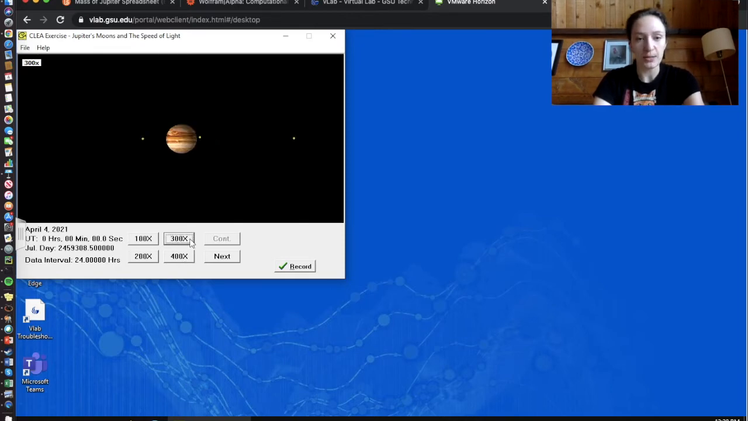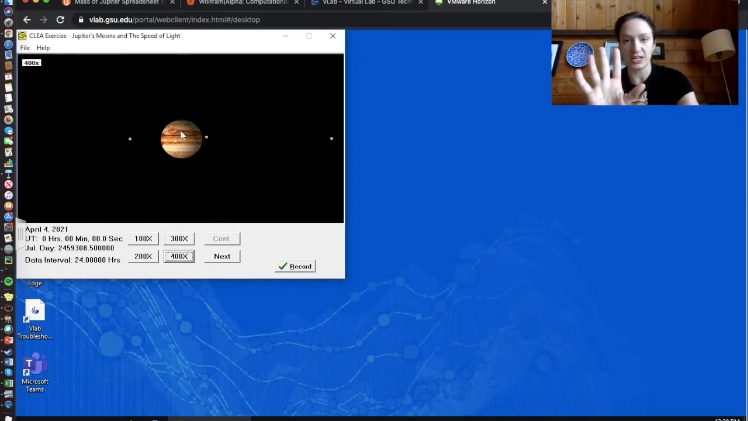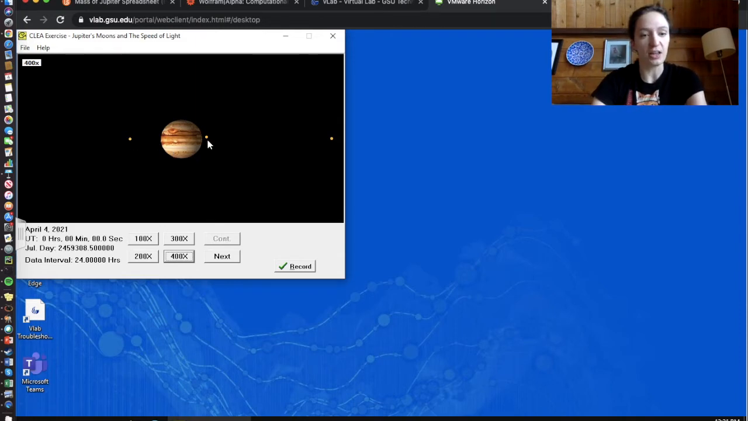I'm going to click the zoom in button just so we can see things. So here you have Jupiter. Notice it's flipped, right? Because the way telescopes work is the images that you're seeing get flipped. Anyway, regardless, each of these yellow dots is a moon. So if I were to click on this moon, this is Io.